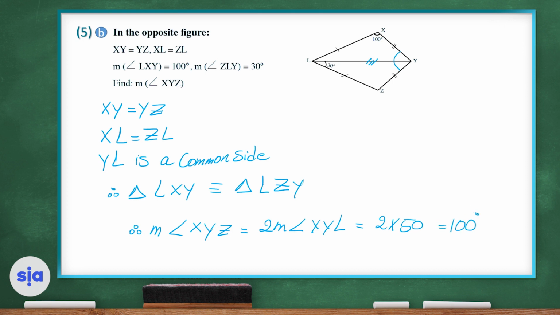How did you get it as 100? This angle is 30 degrees. To find this angle is 180 minus the sum of 130. So this angle is 50 degrees. So this one is also 50. So angle XYZ is the double of 50, which is 100 degrees.